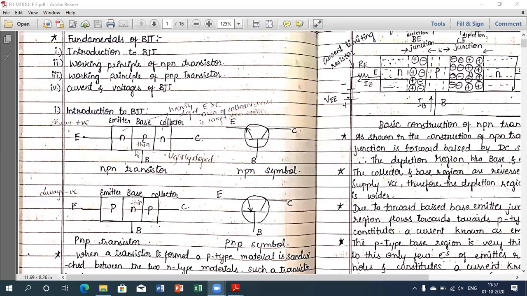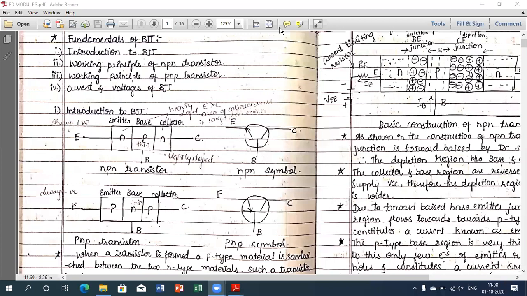Thin means very small, narrow, compared to the emitter and collector regions, where the emitter and collector regions are heavily doped. Now, comparing emitter with collector, the emitter region is more heavily doped than the collector, and the region of the collector is slightly larger than the emitter. So these are the conditions which are used to construct an NPN or PNP transistor.